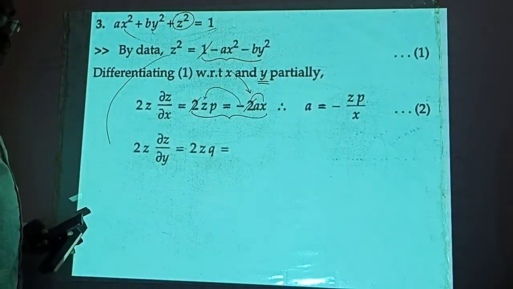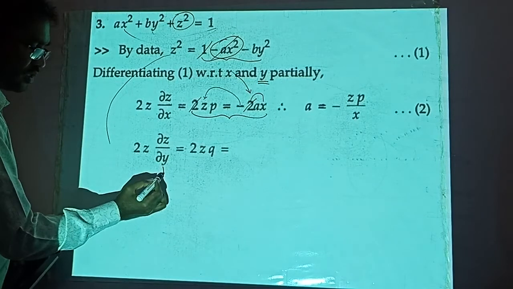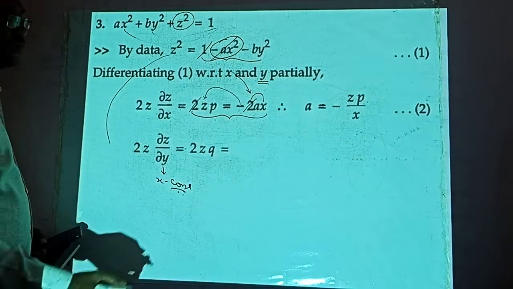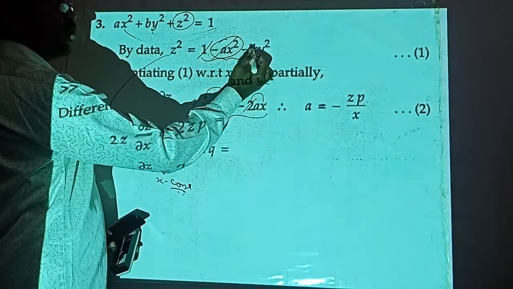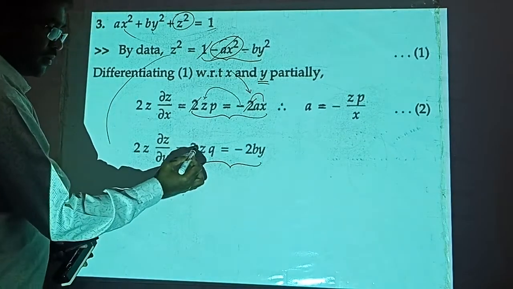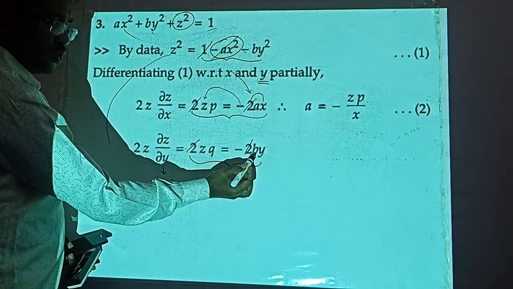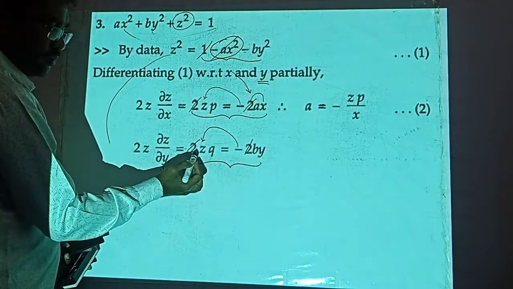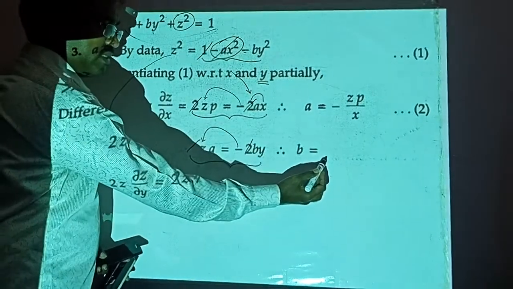Now let us differentiate this. Differentiation of 1 is 0. Differentiation of minus x square is also 0 because we are differentiating with respect to y. X is constant. And what is the differentiation of minus by square? It will be minus 2by. Now if you simplify this further, this 2 and this 2 will get cancelled. If you separate your b, b is equal to minus will be multiplied this side. B is equal to minus zq by y.